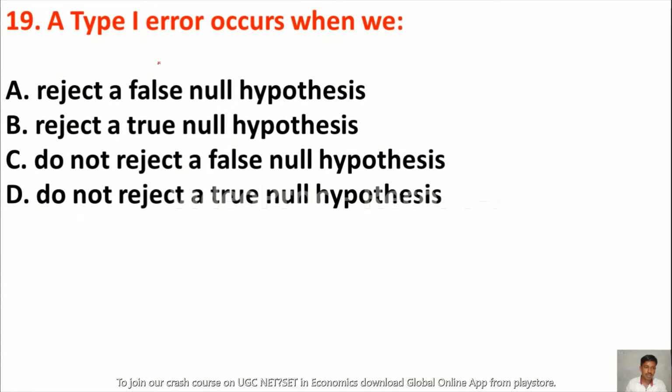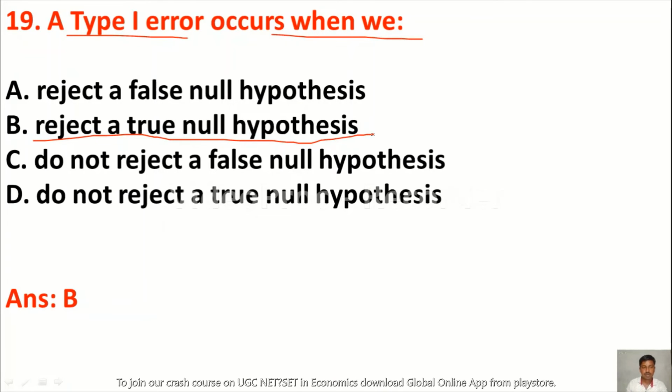Question number 19. A type 1 error occurs when we, option A, reject a false null hypothesis. Option B, reject a true null hypothesis. Option C, do not reject a false null hypothesis. Option D, do not reject a true null hypothesis. So here type 1 error means we are going to reject a true null hypothesis.